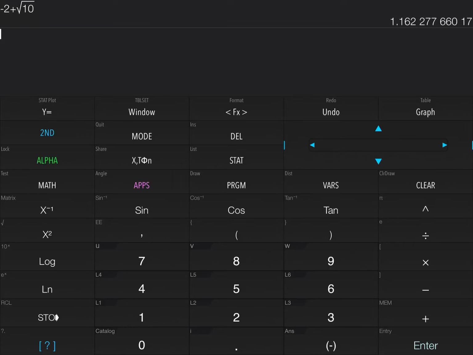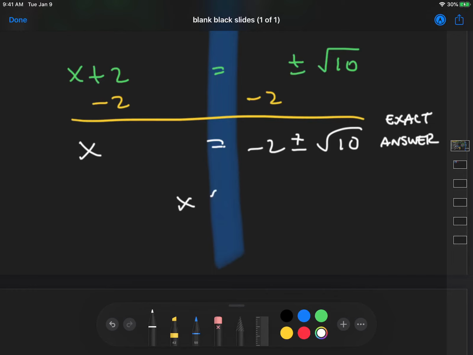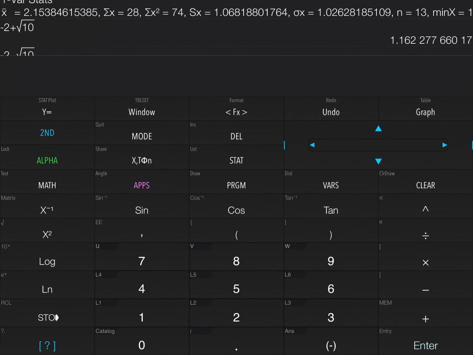So 1.16, and then -2 minus the square root, which is on the far left side. I had to press second on mine, and you will get this number. So positive 1.16 and negative 5.16. Did I do that right? Let's double check. Oh, negative 5.16.